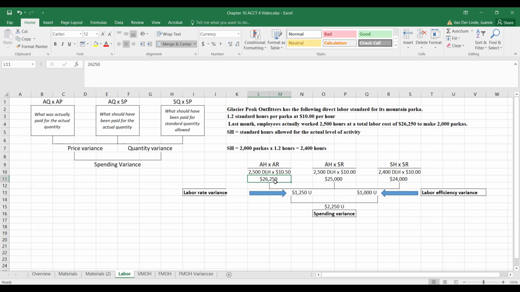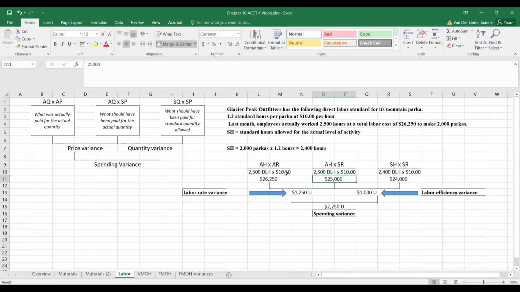So when you compare the $26,250 to the $25,000 that we should have paid, we got that by taking the 2,500 direct labor hours times the standard wage rate of $10 an hour. We got 25,000. When you compare that to what we actually paid, the 26,250, we can see there's a difference there of 1,250. Now, why is that unfavorable? Well, that's unfavorable because we spent more than we should have on the actual amount of direct labor hours used.